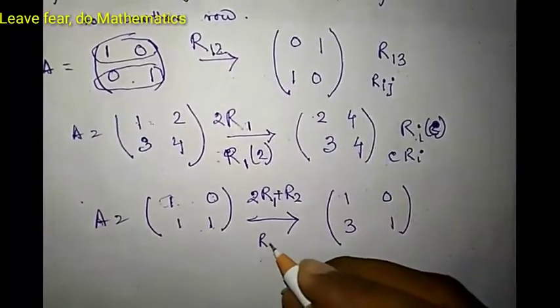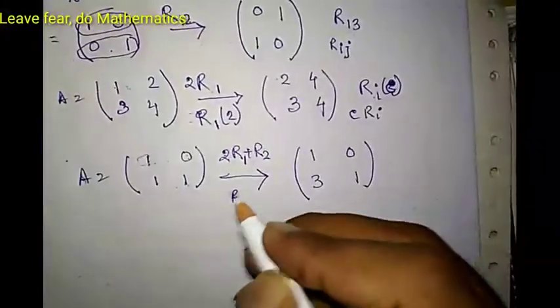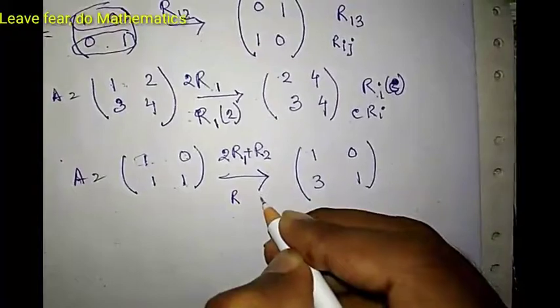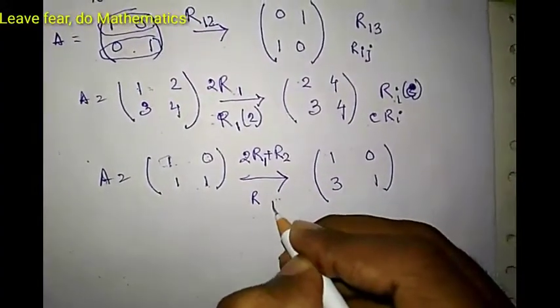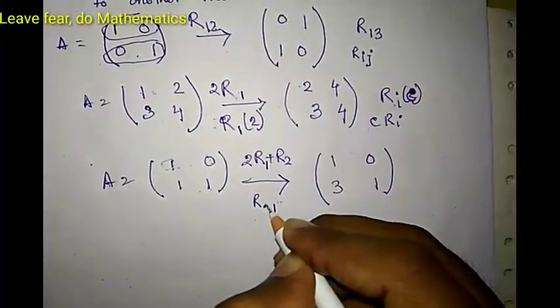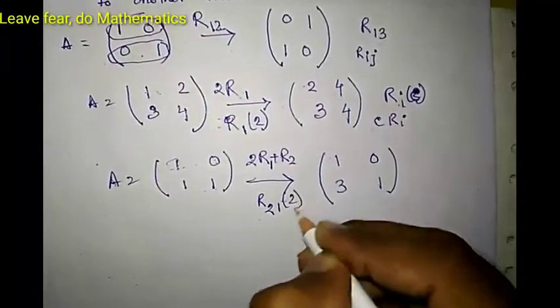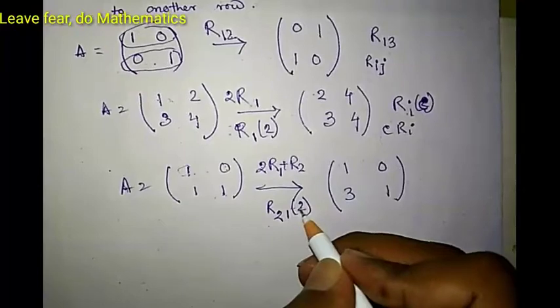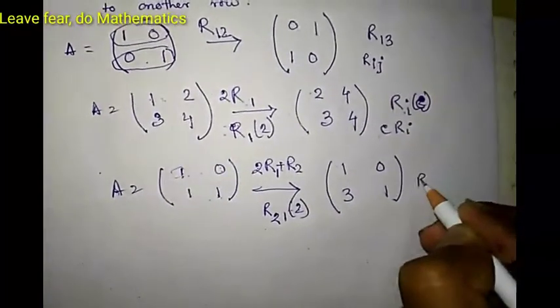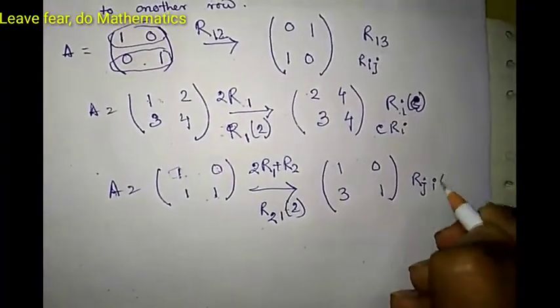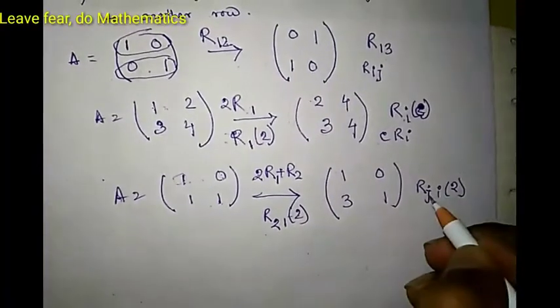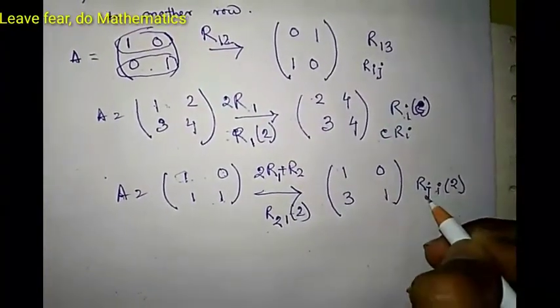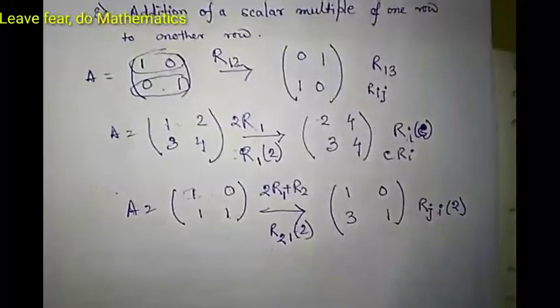Equivalently we can write this as R12(2), meaning we have multiplied the first row by 2 and added it to the second row. So the general notation is Rij(c): we have multiplied the ith row by c and added it to the jth row. So these are the elementary row operations.